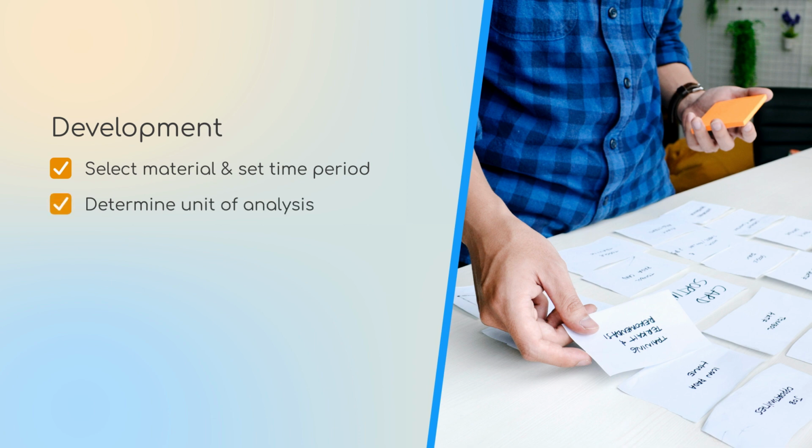In the development stage, you first select the data material that is to be the object of your quantitative analysis and determine a time period for your analysis. If the material is too extensive, you narrow down the selection by drawing a sample and limiting your analysis to certain types of material, for example. Furthermore, you need to define the unit of analysis by specifying which aspects of the material interest you. This can be, for example, words, sentences, tweets or comments.